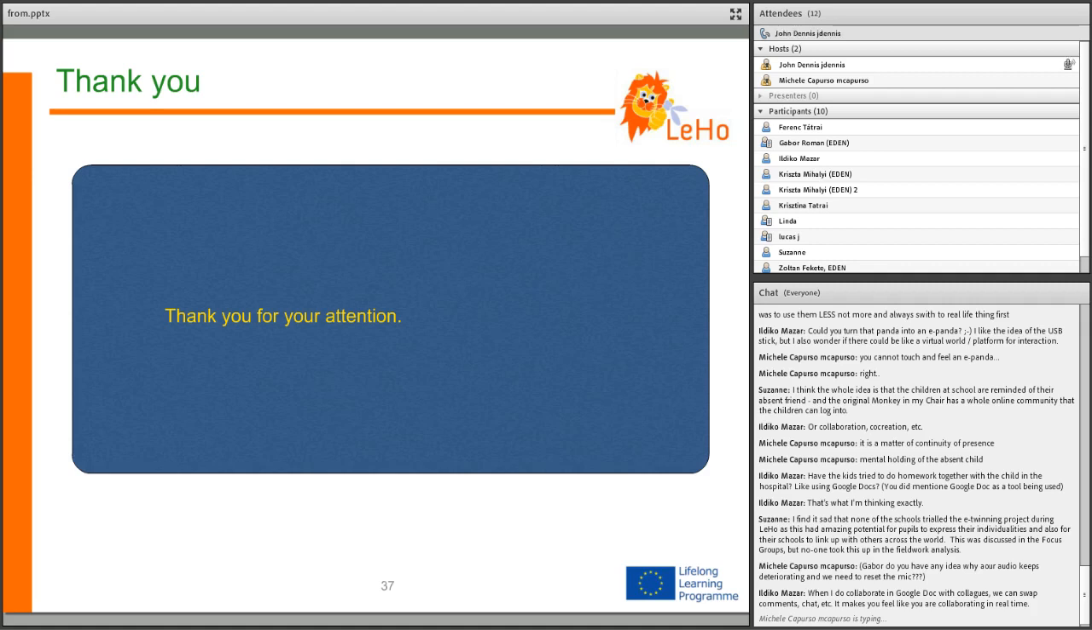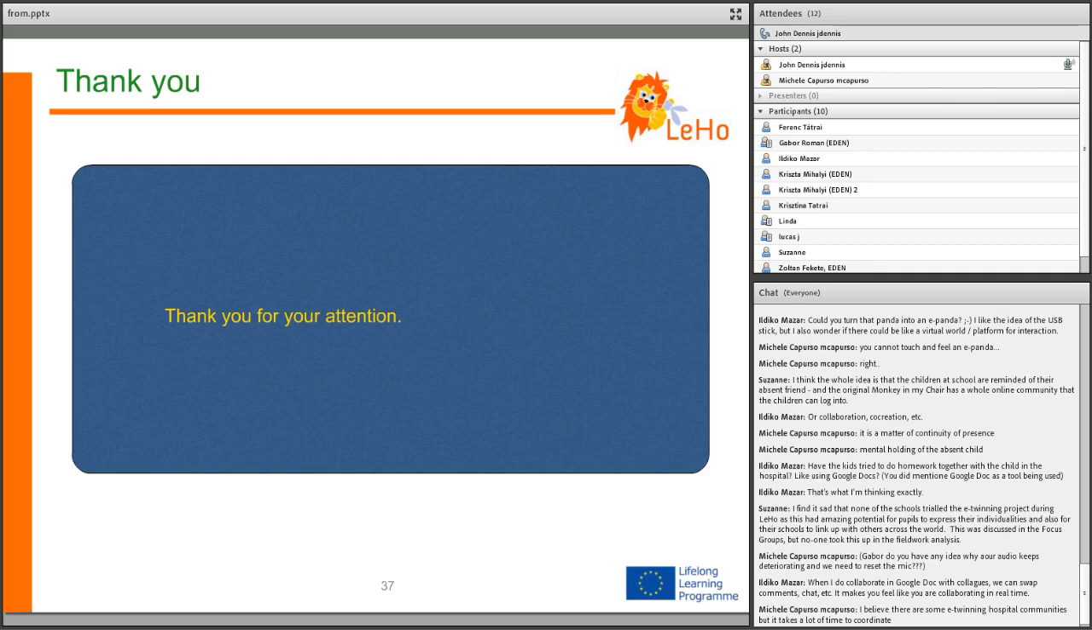Okay, Suzanne is talking about the e-twinning project. Yeah, I think it's really interesting too that the e-twinning could have been used and it was discussed, but it didn't really come up. Yeah, I totally agree.